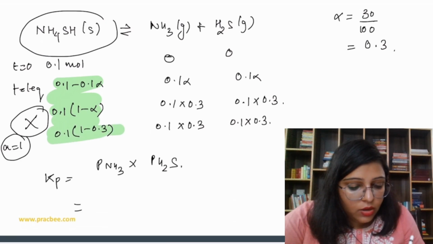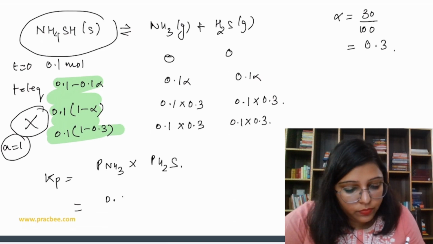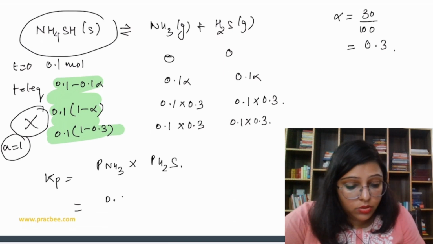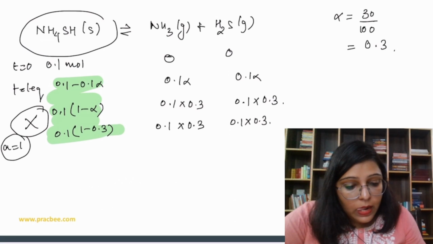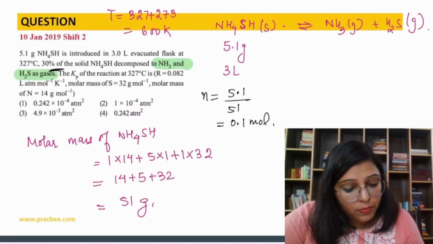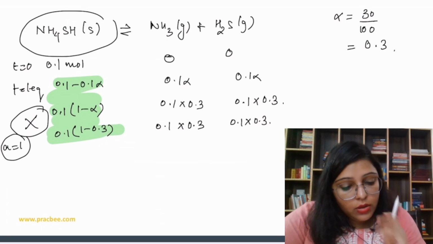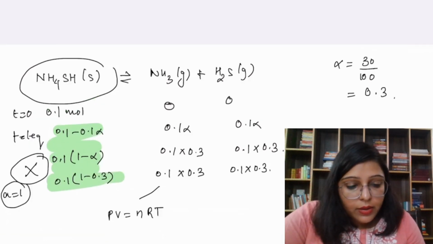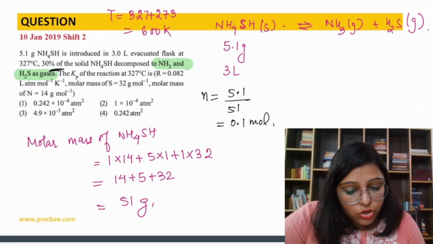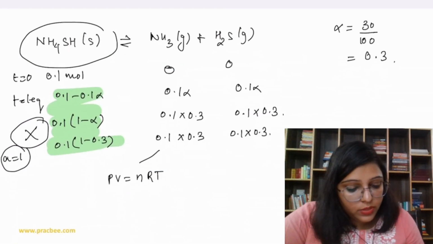So what will the pressure of NH3 be? Okay, we have to find the pressure. This is moles. So how to find out the pressure over here? For pressure we can use PV is equal to nRT. So PV is equal to nRT. Pressure is equal to how much? What is the pressure over here? We have to find out. Volume is 3 liter.